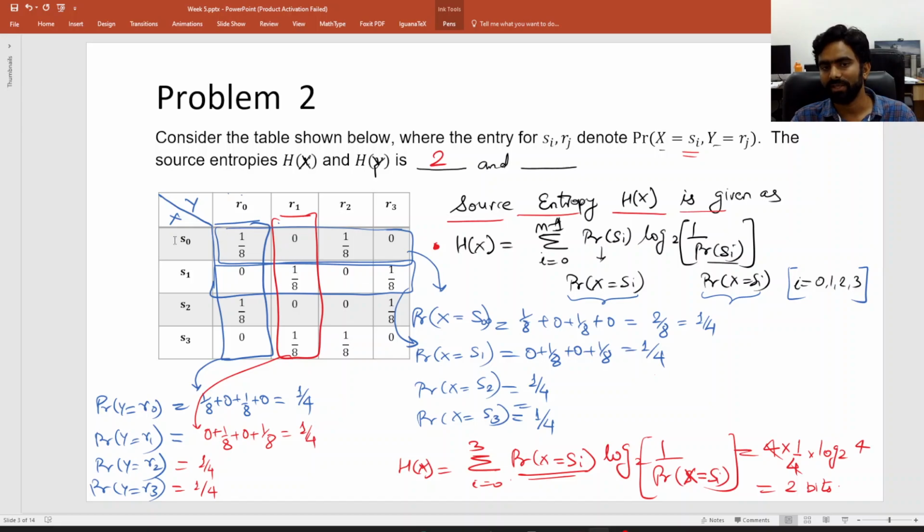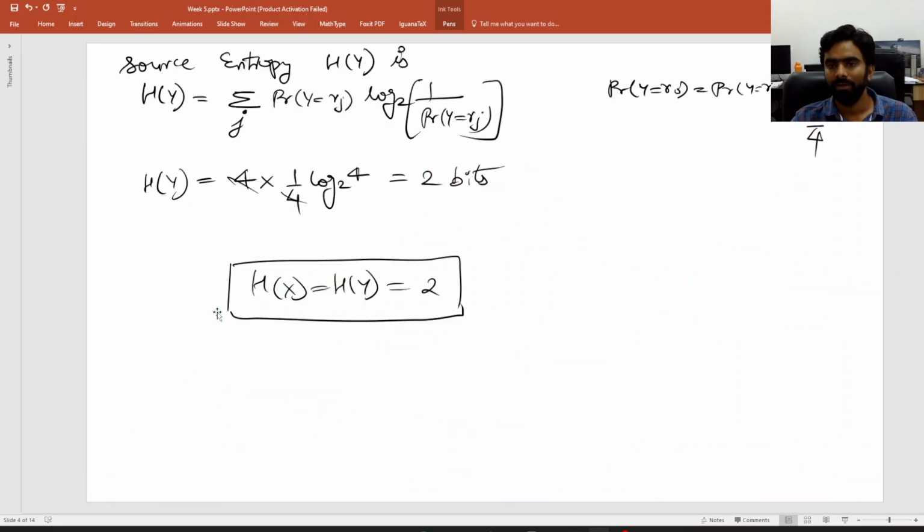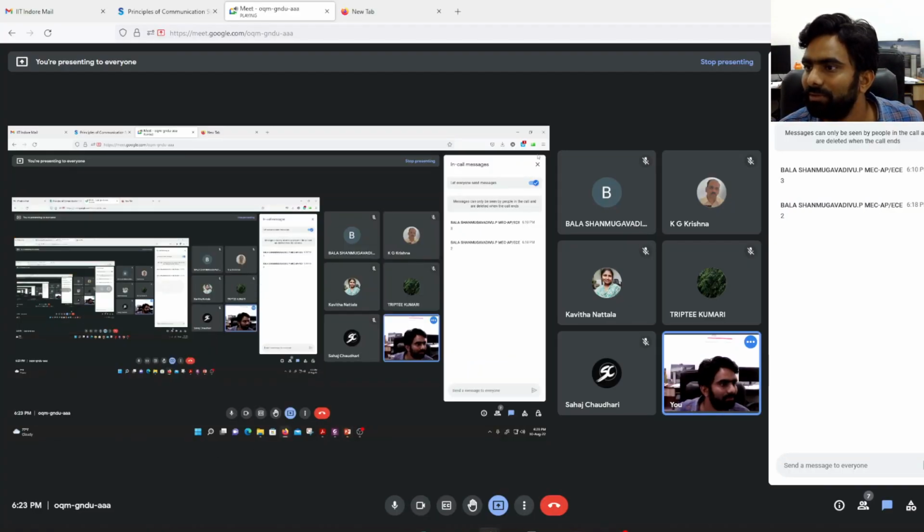Across S naught, we sum all the probabilities and we get P of x equal to S naught. For the second symbol, y equal to rj, we sum across all r naughts. It is very simple, we sum all the values, so we get the probabilities of y equal to rj for all j equal to 0 to 3. Clear? Any doubt in this one? This problem is clear.